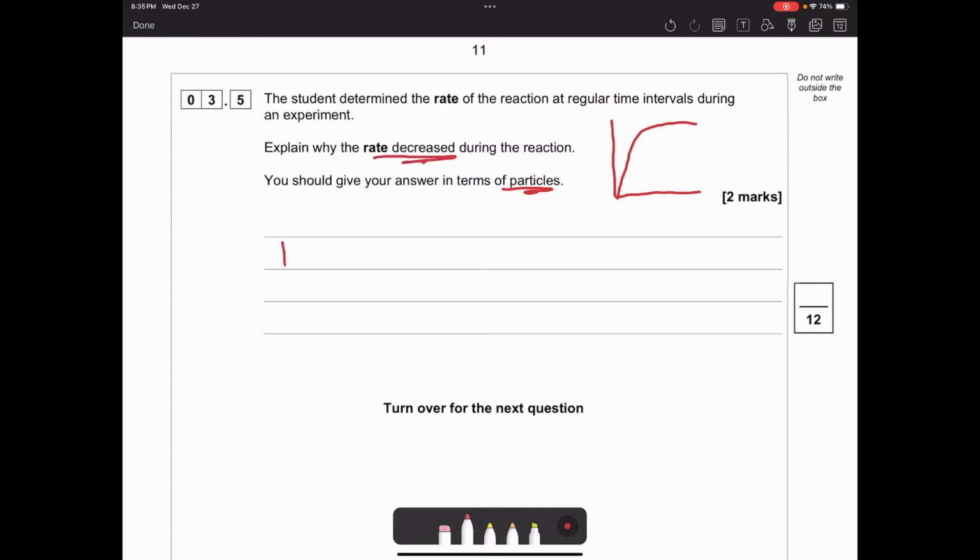So why is our rate decreasing as time goes on? Well, what's happening is the thiosulfate particles are being used up. The acid particles are also being used up, but it's the thiosulfate that makes the sulfur. So the thiosulfate particles are being used up per, and this is the key phrase, per unit volume. Okay, so it's basically saying in each solution, per unit volume, the amount of thiosulfate particles are being used up.